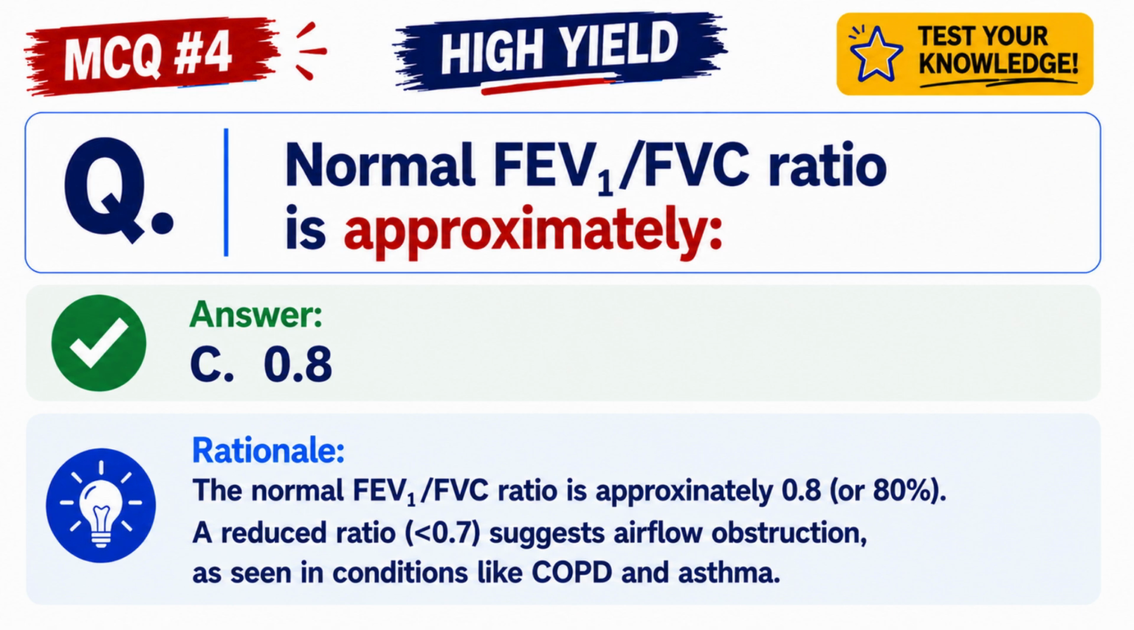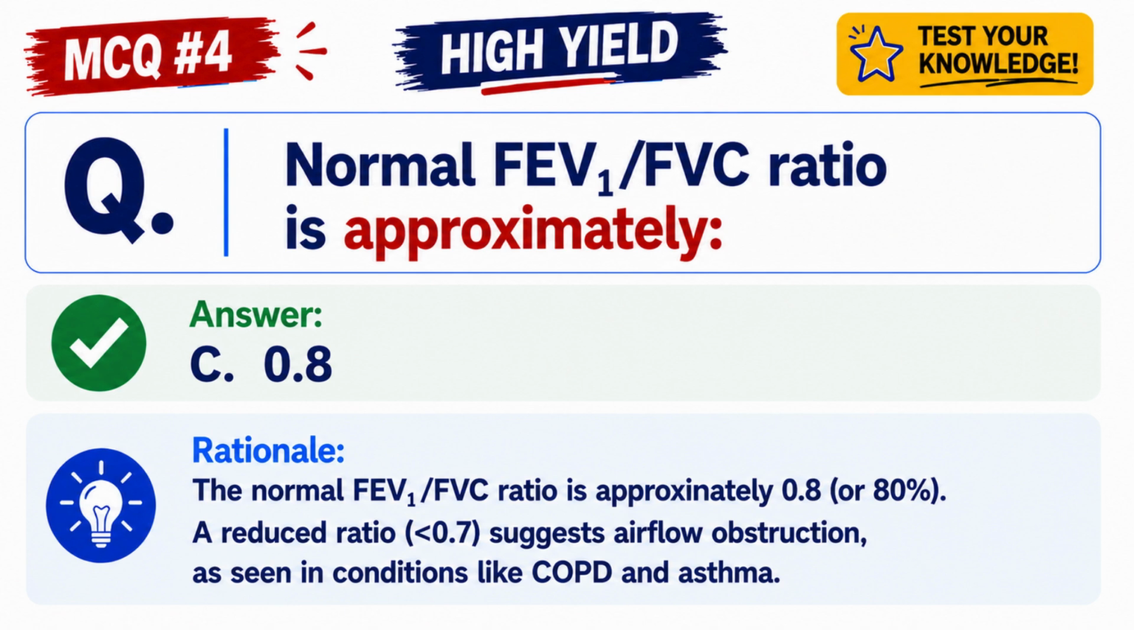Obstructive disease: asthma, COPD, emphysema. The airways are narrowed. Expiratory flow is limited. FEV1 falls more than FVC. The ratio decreases below 0.7. Less than 70% of air exits in the first second.